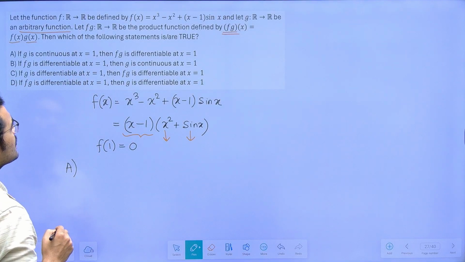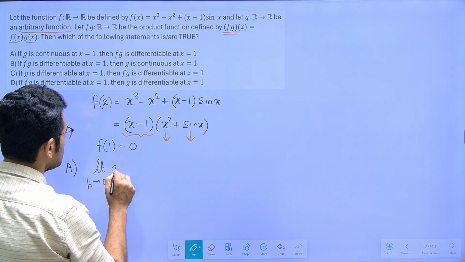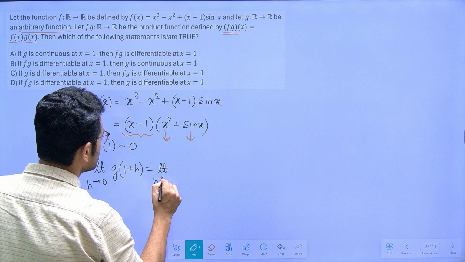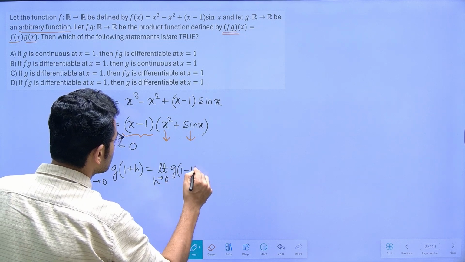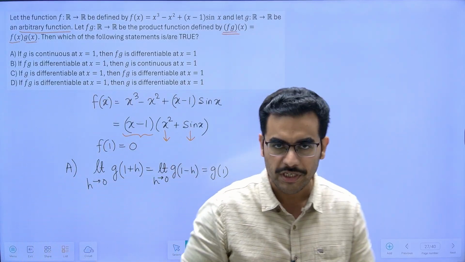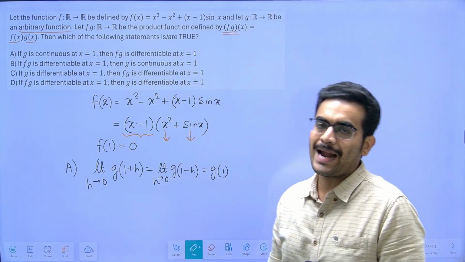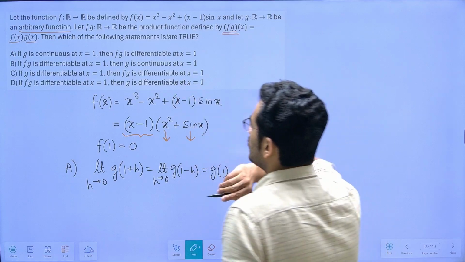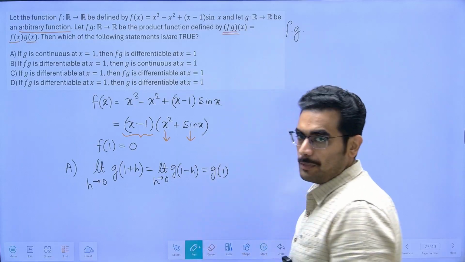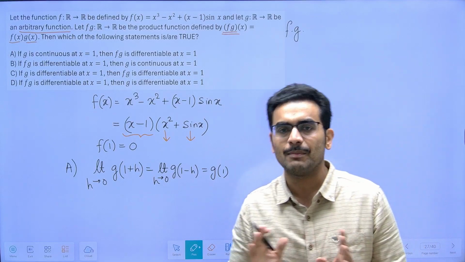If g is continuous at x equal to 1, that is limit h tends to 0, g of 1 plus h is equal to limit h tends to 0, g of 1 minus h is equal to g(1). This is the condition of continuity at x equal to 1 for g. So if this condition holds, then f into g is differentiable at x equal to 1. So let us test for differentiability of f into g. For f into g to be differentiable, what is the condition? The left hand derivative and right hand derivative should exist finitely and they must be equal.